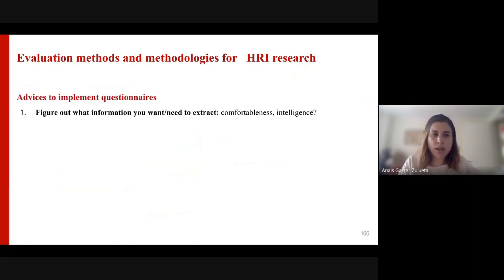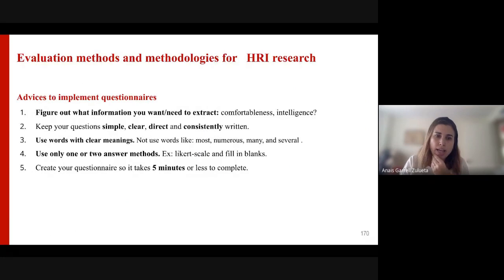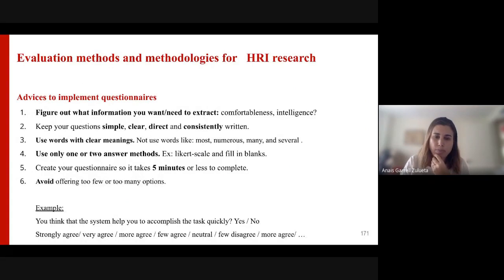Okay, so just some advice. Figure out what information you want to extract. Keep your questions simple, clear, and consistent, and use words with clear meaning. Use only word answers or two-answer methods, like scales and fill in the blanks, and just five minutes of preparation.